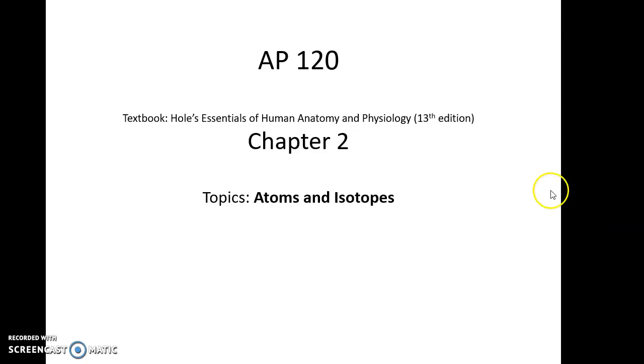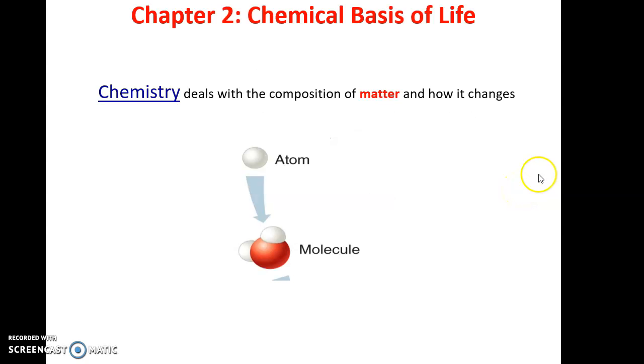All right, AP 120, Chapter 2, Topics, Atoms, and Isotopes. So, Chapter 2 deals with chemistry related to living things. And chemistry, it turns out, deals with the composition of matter and how that composition of matter changes. So, basically, we're looking at the smallest level of organization, the atoms and molecules.